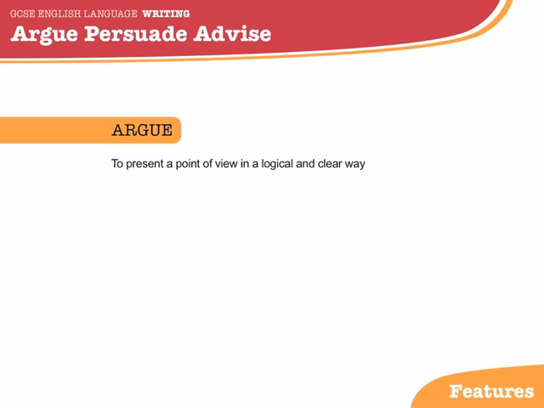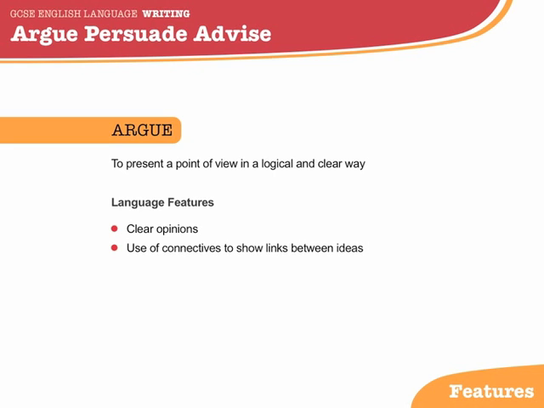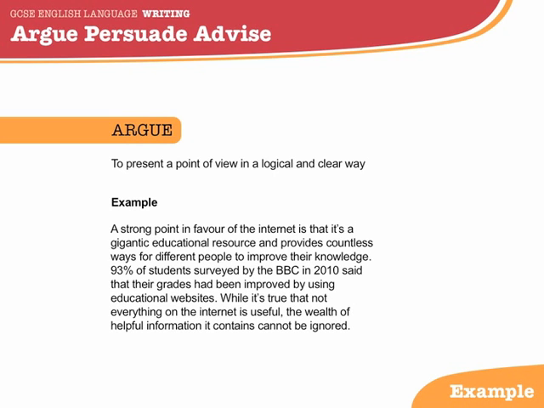When you write to argue, you should try to demonstrate these language features. First, give clear opinions, which may be your own or someone else's. You should use connectives to show links between ideas. You should politely counter opposing opinions. And you must also use evidence to back up opinions, because this makes your point of view much more believable and convincing. Here's an example of these features in action.